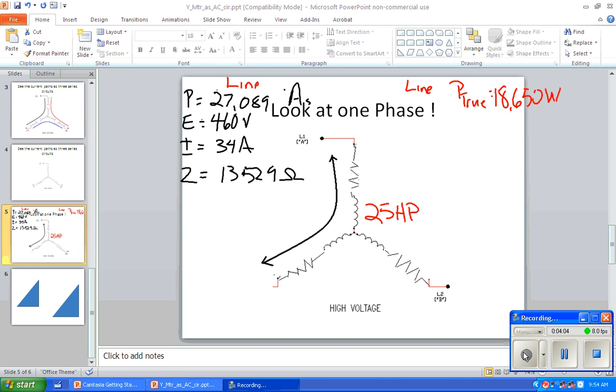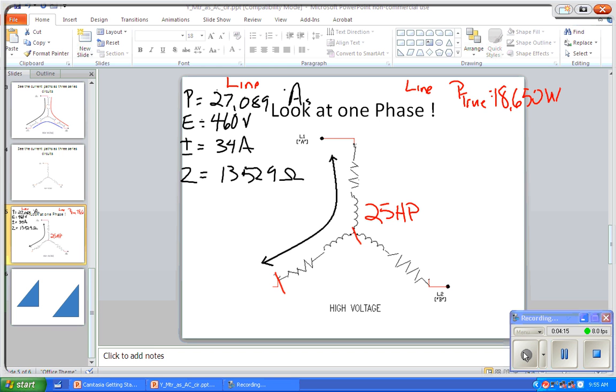Okay, so let's look at this. Our line total, now remember our Y rules. What's our Y rules? Our current is constant. So if we want to look at just one phase, we can do that. But we've got to look at what our line totals are. So when we look at this one phase, we know that it's still got 34 amps of current, right? Because it's a series circuit, right? But what is our voltage? Our voltage across this is 277 volts, right?